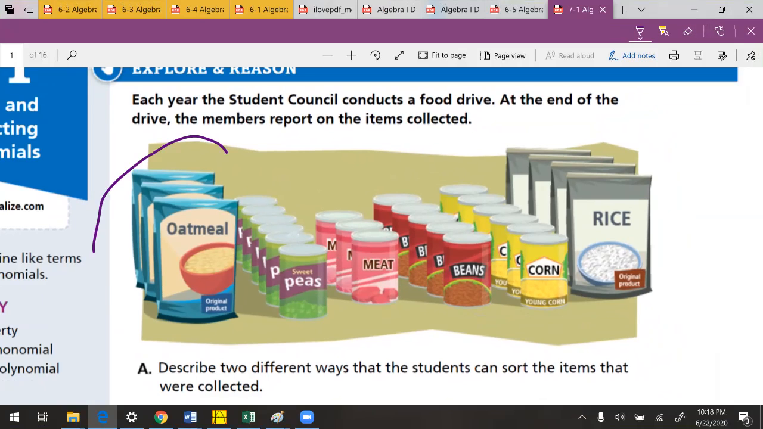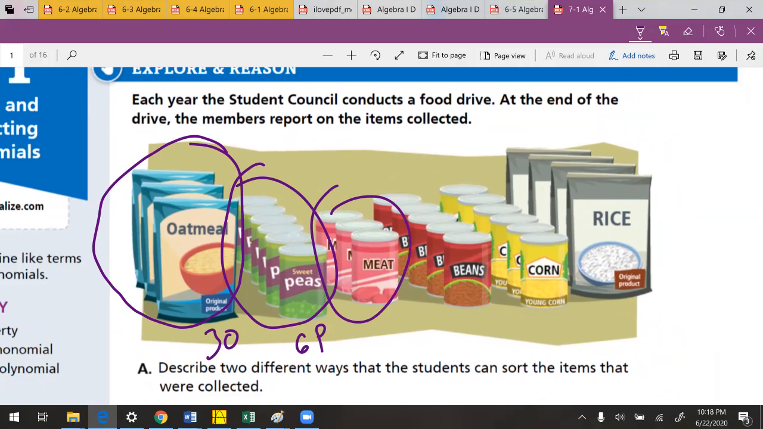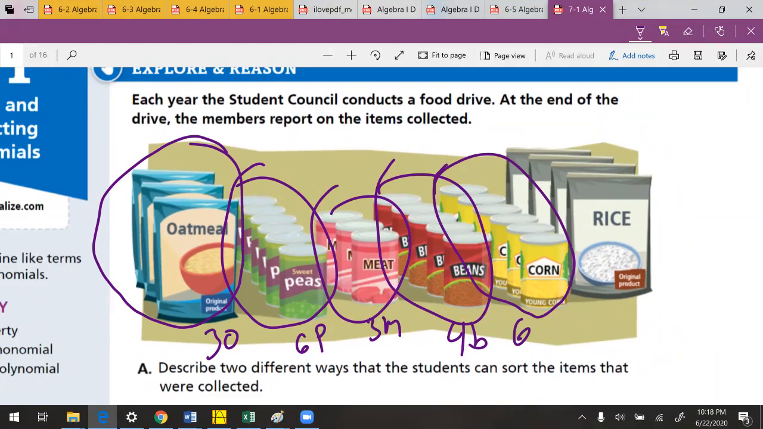Okay, we have three packages of oatmeal. If we write that as a variable, we can say, wow, that's not an O, that's an A. 3O, like oatmeal. How about this one? I got 6, please. How about this one? 3 meats. How about this one? 4 beans. How about this one? 6 corns. And then lastly, how about 4 rice? We can't add these together because they all have different letters next to the what's called coefficients.